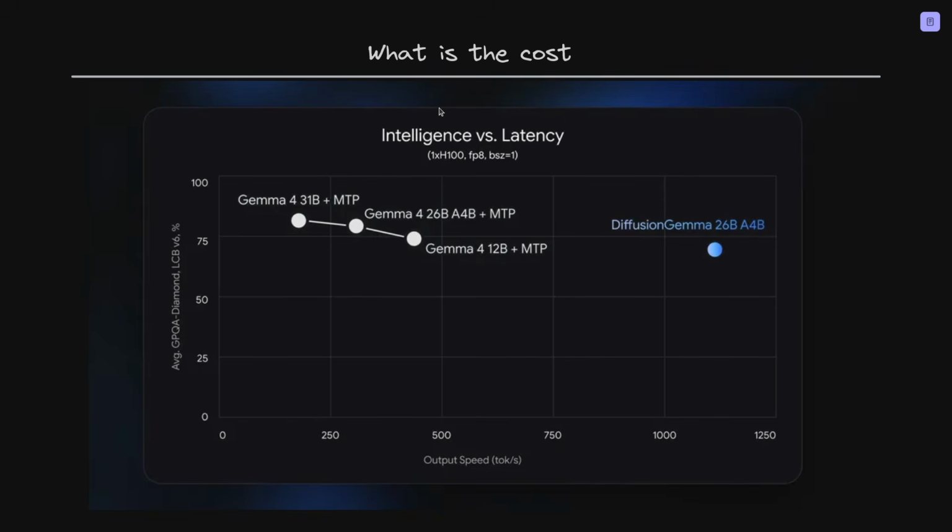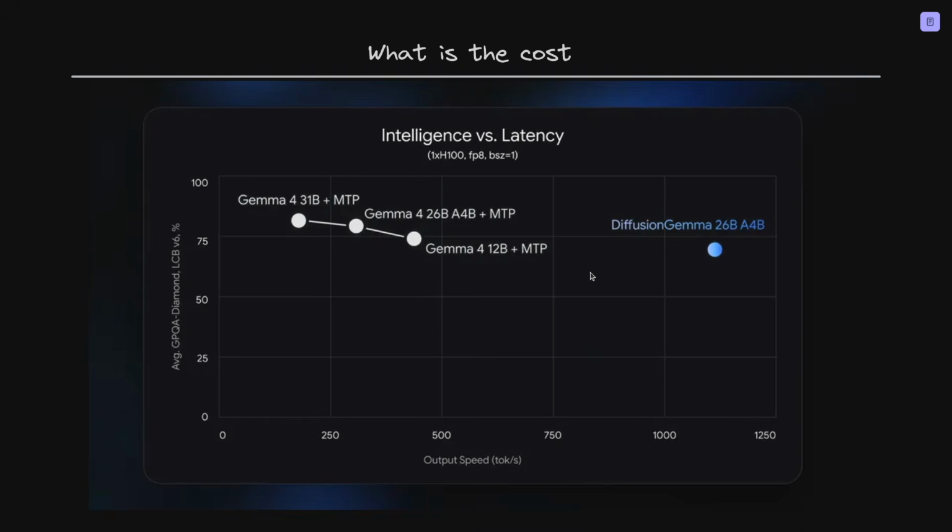As we can see, we have here a graph from Google, intelligence versus latency for one H100 with FP8, and I think this is a batch size of 1. We have the Gemma4 31 billion with MTP, and we see the output per second. Also, smaller models or MOE models have better output speed, which is expected from the architecture. And here we can see Diffusion Gemma, and it has the highest amount of tokens, but we have a slight drop in intelligence.